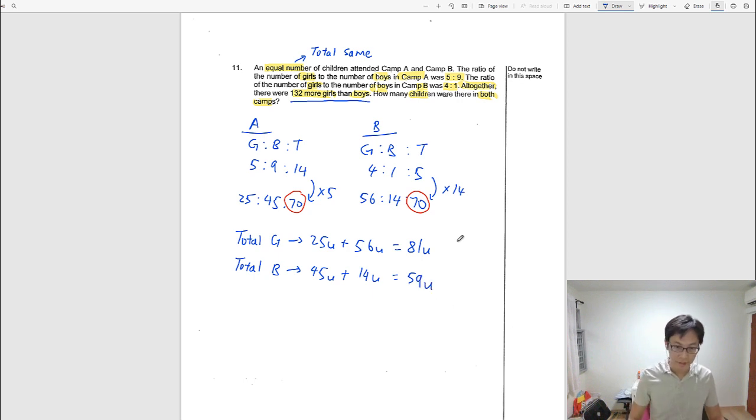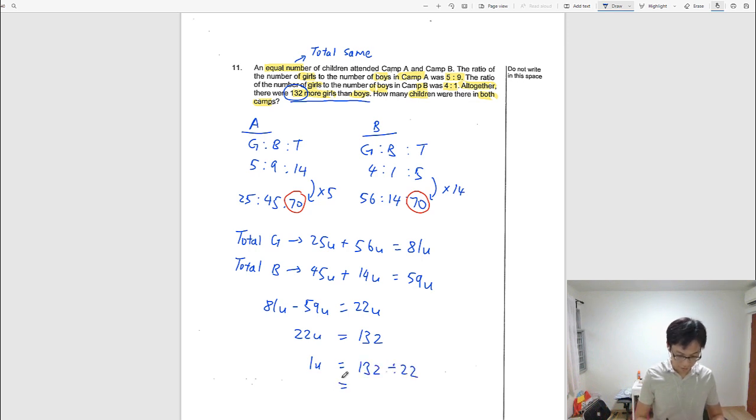So far so good. So now you find the difference. We take 81 minus 59 units. You get 22 units. And these 22 units will be equal to 132, which is the difference, right? Okay, so 1 unit will be equal to 132 divided by 22, which is equal to how many?